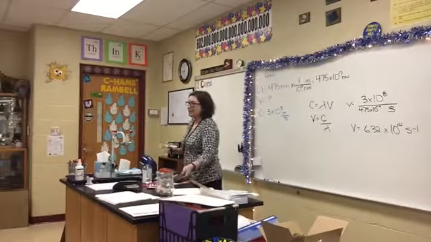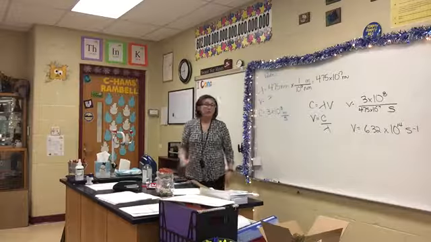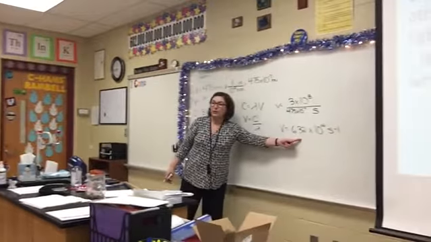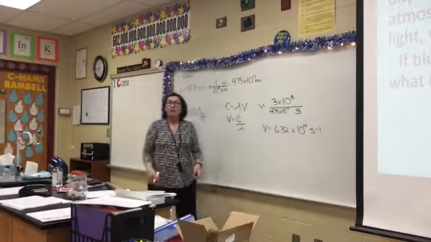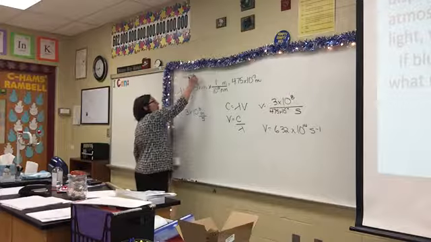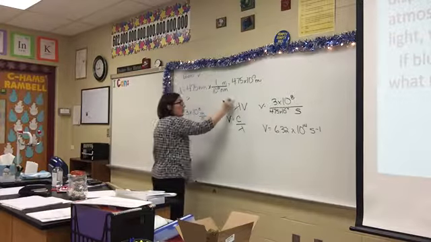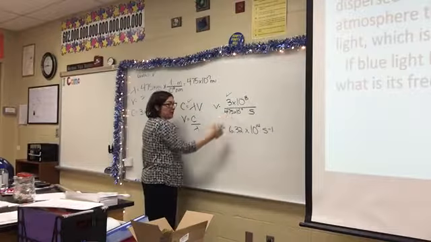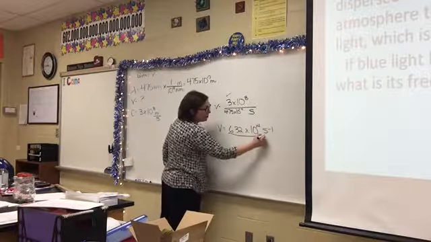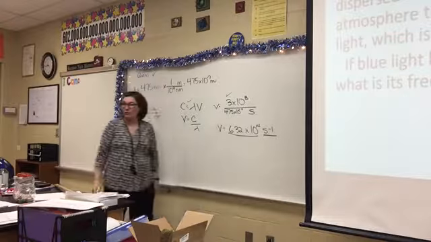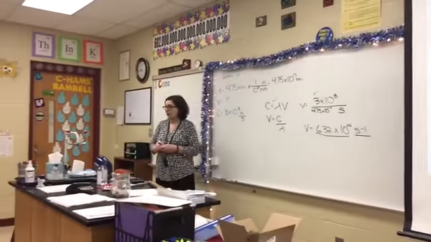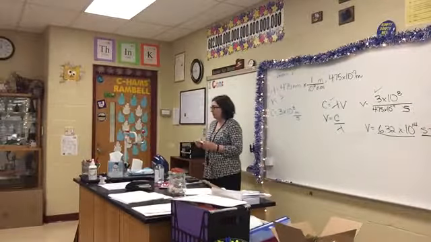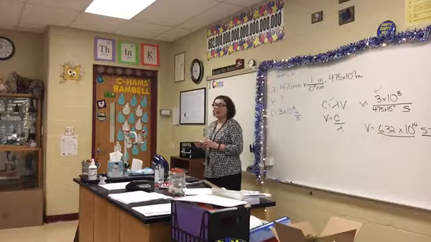Does that make sense? 2 digits after the decimal place. You get 5 points: 1 point for your given, 1 point for your equation, 1 point for substituting, a point for your answer, and a point for your unit. 5 points total. Does that make sense? Talk to me.